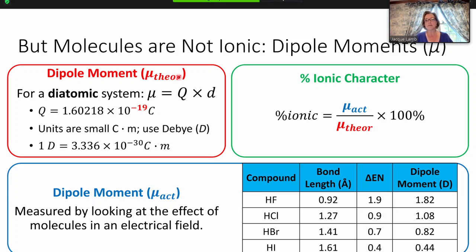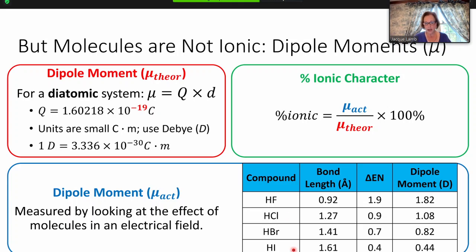We can do that by taking the actual dipole moment, dividing it by the theoretical dipole moment, and multiplying it by 100. The actual dipole moments are measured by looking at those molecules and the effect of them in an electric field. And so these numbers over here are the actual dipole moments that are measured for the four hydrohalides.